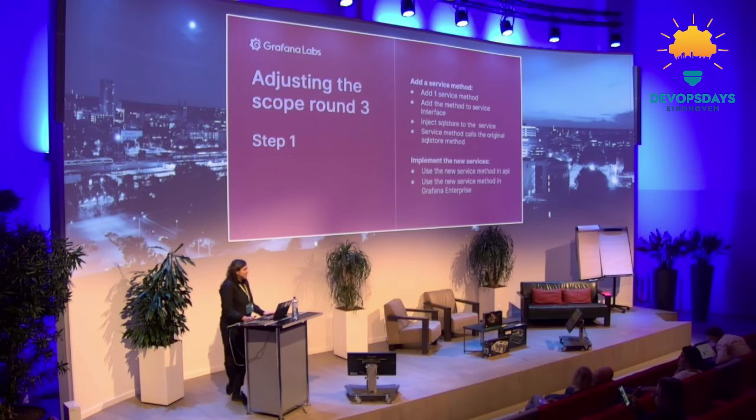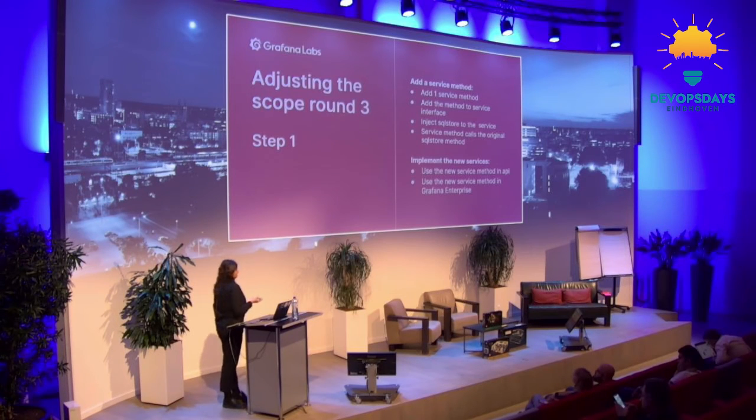So we decided to do the scope not granularly, but in layers. The first iteration would be simply adding a single service method to the service. In this service, we would inject the SQL store, the original old SQL store that we wanted to get rid of, and we would just write a service method wrapper around the original SQL store method. Bear with me, I will show an illustration.